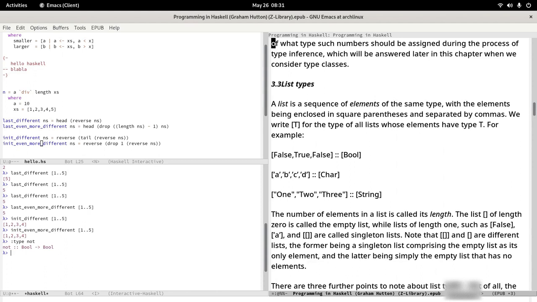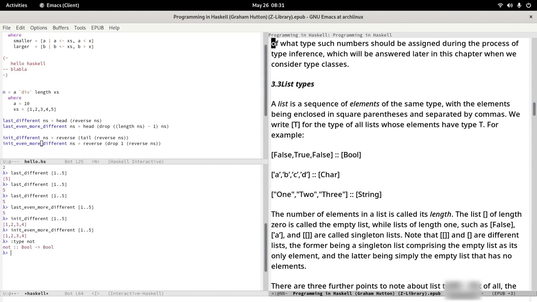List types. A list is a sequence of elements of the same type, with the elements being enclosed in square parentheses and separated by commas. We write [t] for the type of all lists whose elements have type t. For example, the list containing False, True, False is of type list of Bool, and so on.